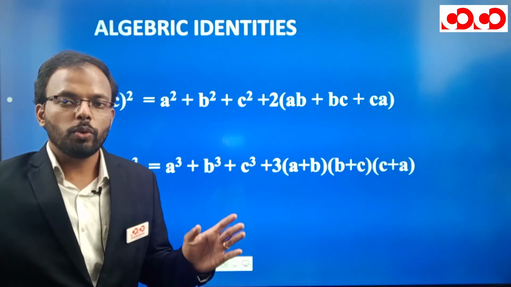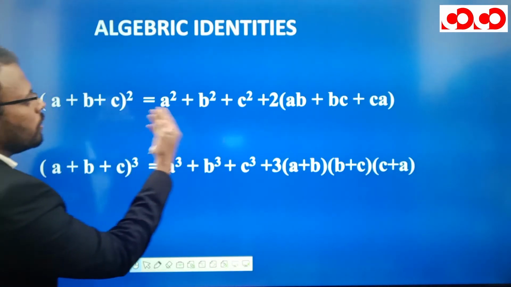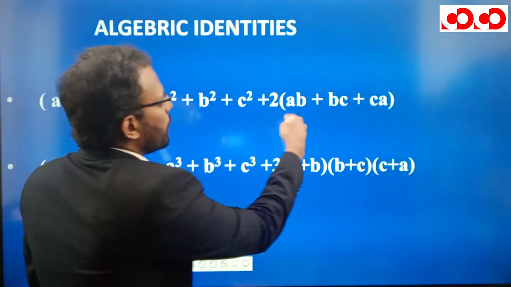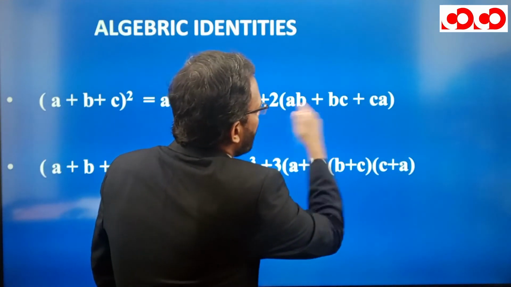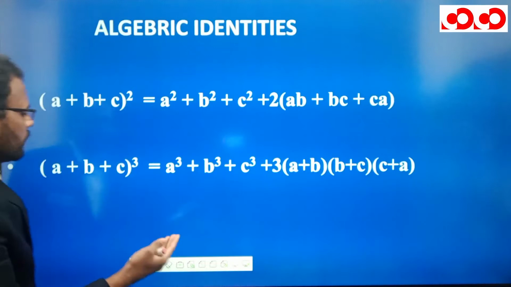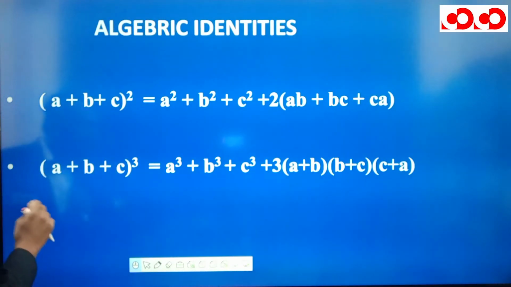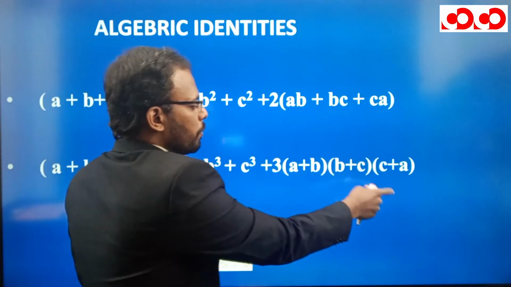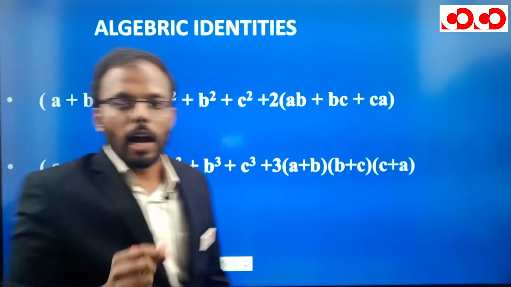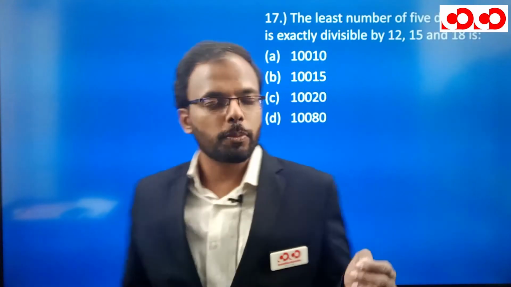Let's look into a few more formulas. (a + b + c)² = a² + b² + c² + 2ab + 2bc + 2ca. So we have taken out 2 over here and put a bracket here. And then if the power is 3, (a + b + c)³ = a³ + b³ + c³ + 3(a + b)(b + c)(c + a). I hope this is very clear to you, right? Let's look into the next problem.